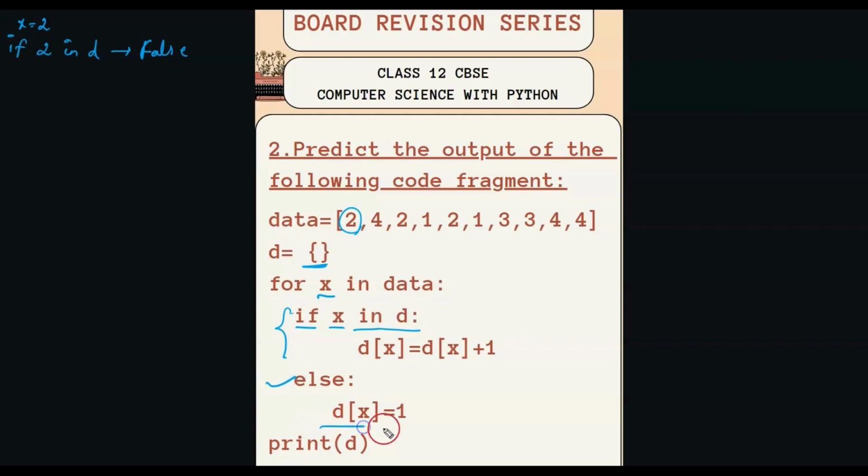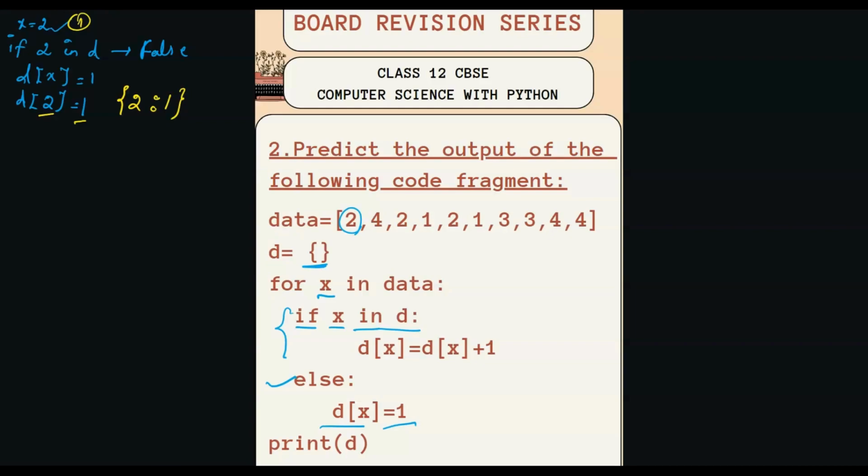So it means that D of X is equal to 1. It means what is D of X is equal to 1? X is 2. So D of 2 is equal to 1 here. Okay, now the value of the dictionary is updated with what? So this is your key and this is your value. 2 is your key and 1 is your value. Now the value of the dictionary has been updated with 2 is to 1, where 2 is your key and 1 is your value. Okay, so this is your first iteration.